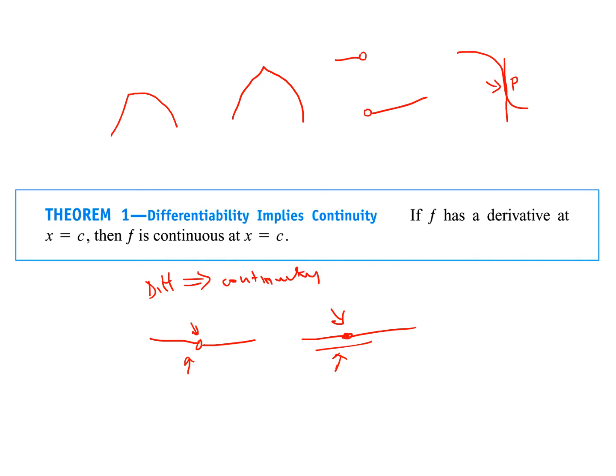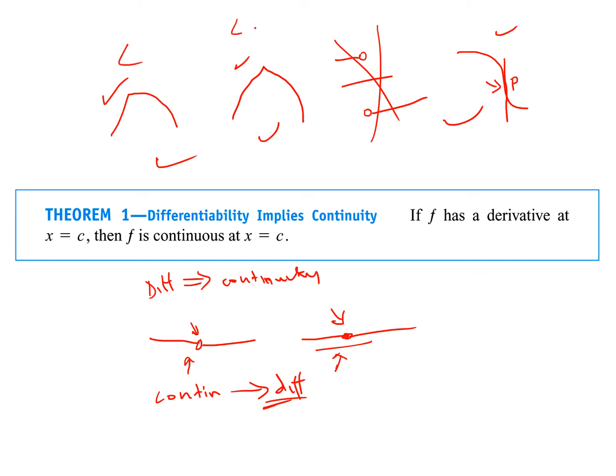But continuity does not imply differentiability. Why does continuity not imply differentiability? This function is continuous, but it's not differentiable. This function is continuous. If you draw it, you can draw it without lifting the pen. This is continuous. This is continuous. The only one that's not continuous is this one. This is not continuous and not differentiable. Every one of these three is continuous but not differentiable. So every function that's differentiable is continuous, but not every continuous function is differentiable.